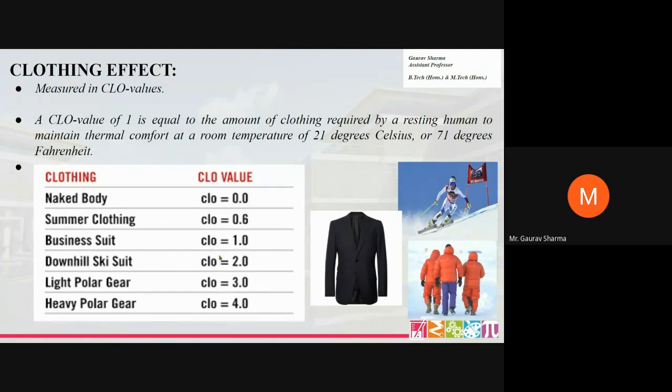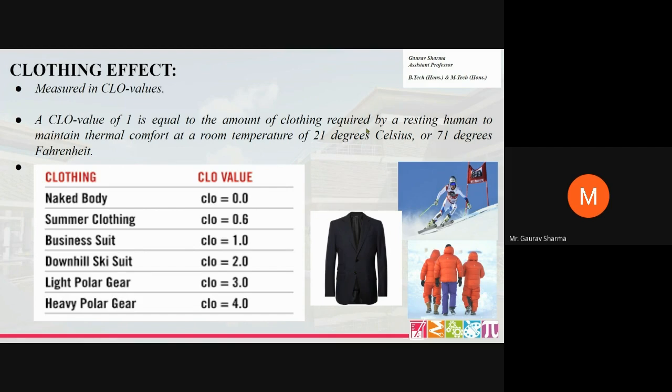I'm repeating, I am explaining the meaning of the clo value, the clothing value. A clo value of 1 is equal to the amount of clothing required by a resting human. Resting human means he is in a position of rest, not doing any activity, to maintain thermal comfort at a room temperature of 21 degrees Celsius. That is, how much clothing the body needs to feel comfortable at 21 degrees Celsius. That is the meaning of a clo value of 1. Now this unit must be clear in your mind.